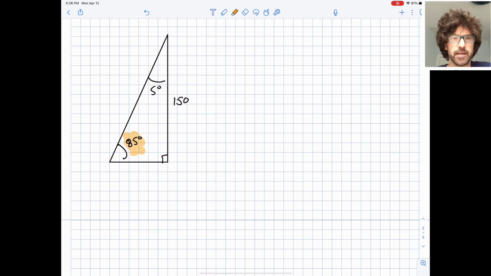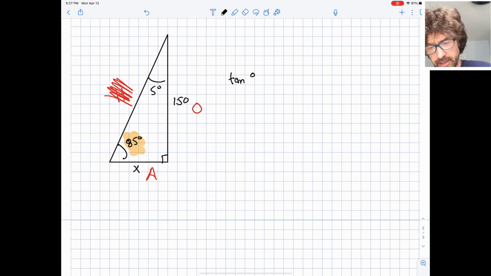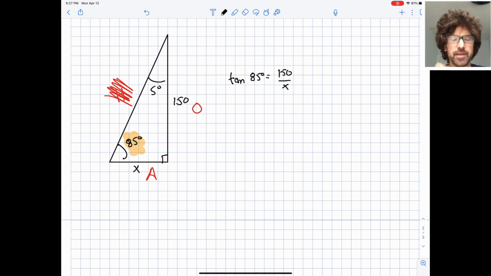Let's work with this as our angle theta now. Okay, so this horizontal base is still our x. We could still label HOA. This is our hypotenuse. In this case, the 150 is the opposite and the x is the adjacent. We're going to eliminate the side we don't care about. We don't care about the hypotenuse. We don't know it. We don't want to know it. Once again, the only trig ratio that uses opposite and adjacent is tangent. So let's write out tangent. Remember, tangent, in this case of 85 degrees, is opposite divided by adjacent. 150 divided by x.